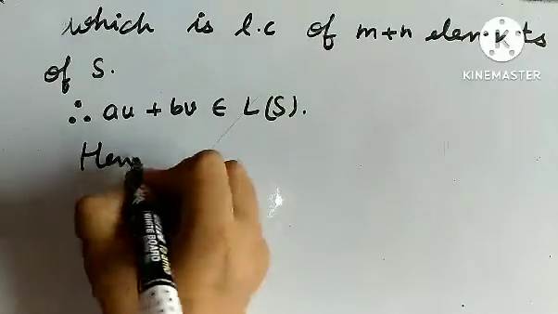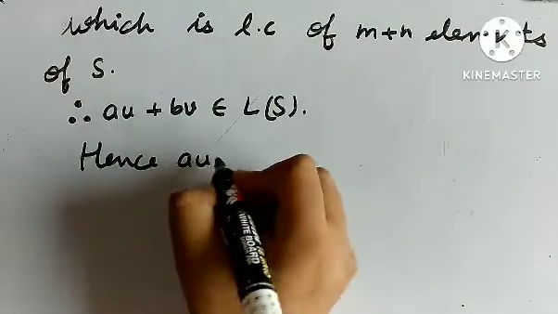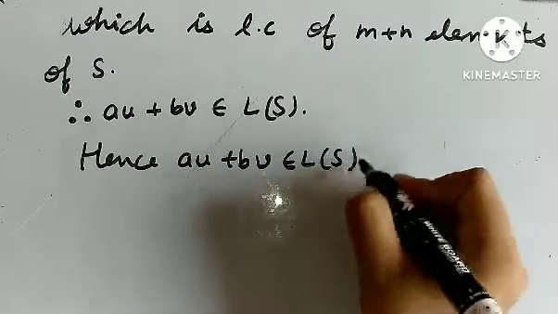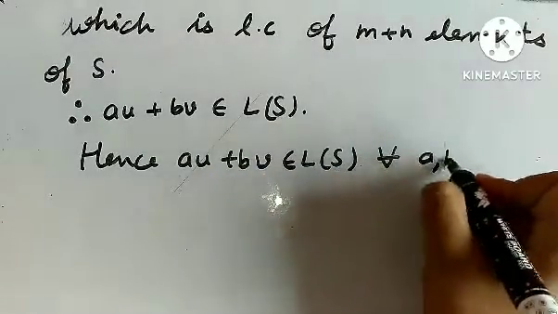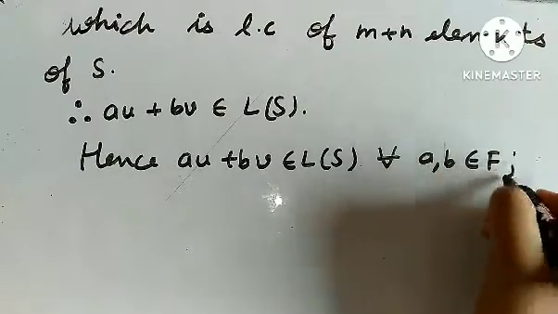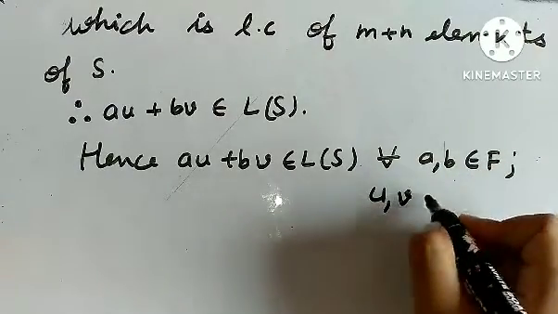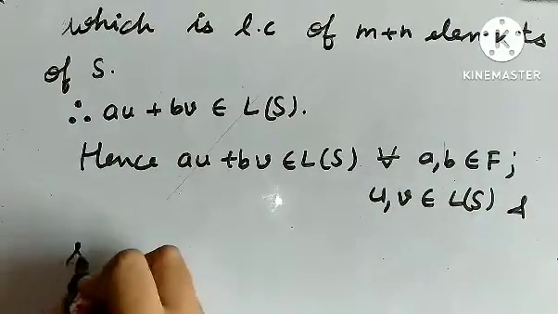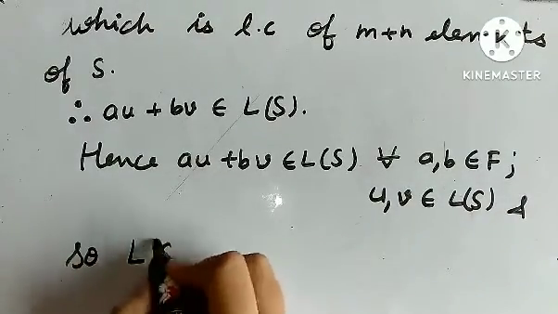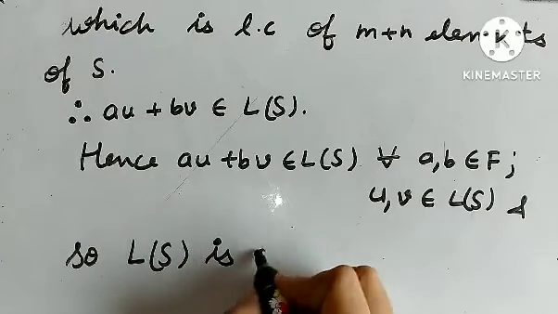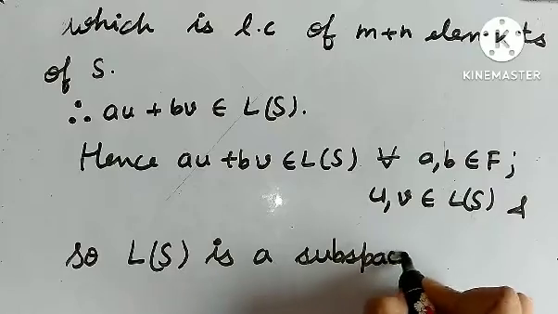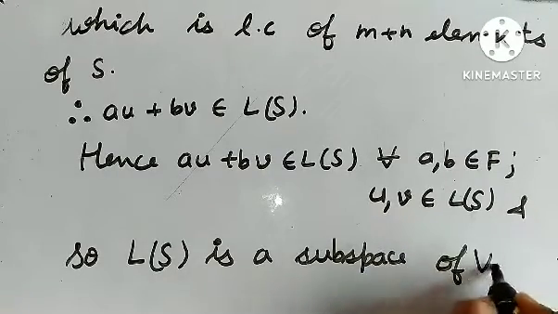Hence au plus bv belongs to L(S) for every a, b belonging to F and u, v belonging to L(S), and so L(S) is a subspace of V.